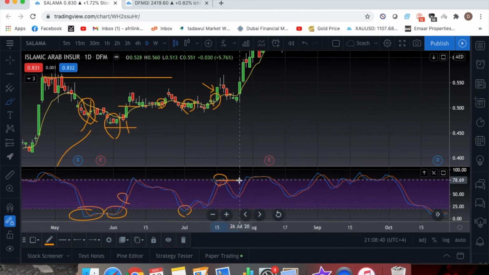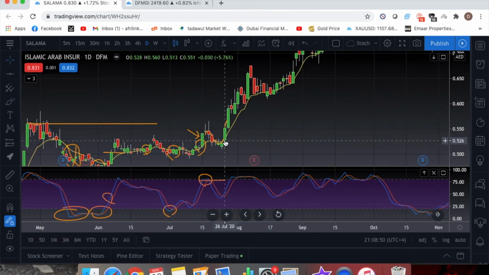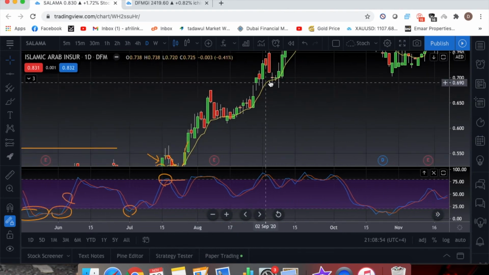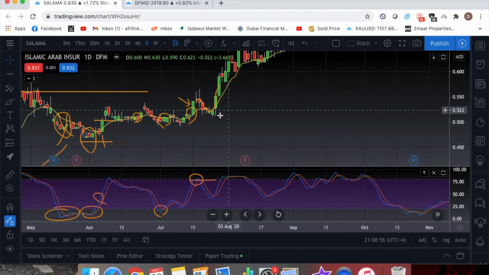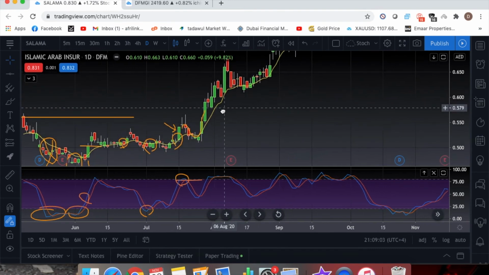Check this one. This is in almost overbought condition. It's touching 80. But as you can see, it has closed above this signal line. Now it has started a trend. Check this one out. You can stay in the trend till you see a close below the yellow line. Check here. You entered at this level, and you are in the trade.